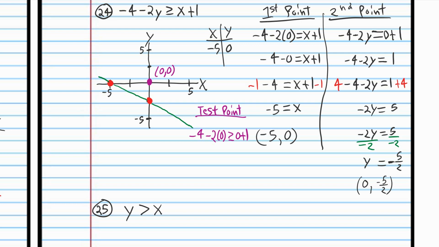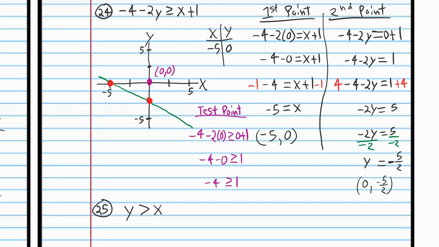So -2 times 0 is 0. So we have -4 minus 0 is less than or equal to, and 0 plus 1 is just 1. And -4 minus 0 is just -4. And so we have -4 is greater than or equal to 1.